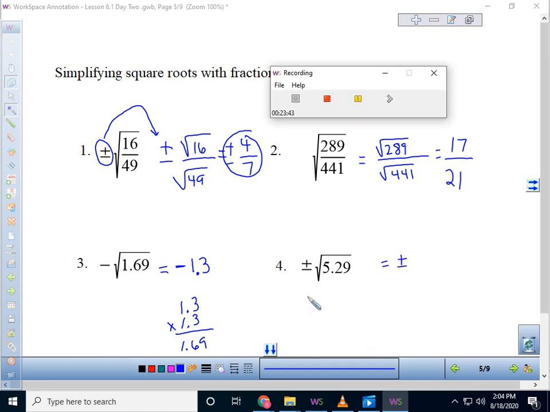Well, the first thing I'm going to do is I'm going to copy down the plus or minus. Then I'm going to say, well, if the decimal wasn't here, what would the square root of 529 be? Well, from my chart that I just made, that would be 23. So it's plus or minus 23. And again, if you wanted, now it's 5.29, not 529, so we have to put the decimal right here. And if you want to check it, you can say 2.3 times 2.3 equals 5.29. And I'm done.